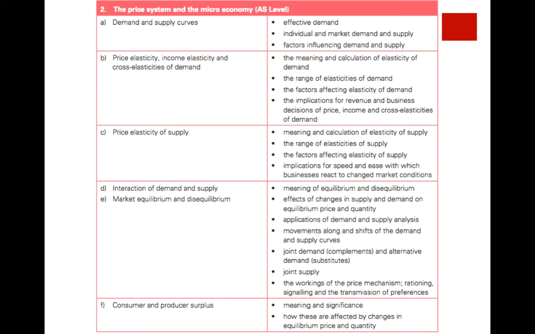For Unit 2, you're going to focus on the price system and the microeconomy, which is pretty much demand and supply, the elasticities, market equilibrium, and consumer and producer surplus. The focus here is a lot on calculations, manipulating graphs, shifting curves, moving along curves, and understanding diagrams to interpret economic information.